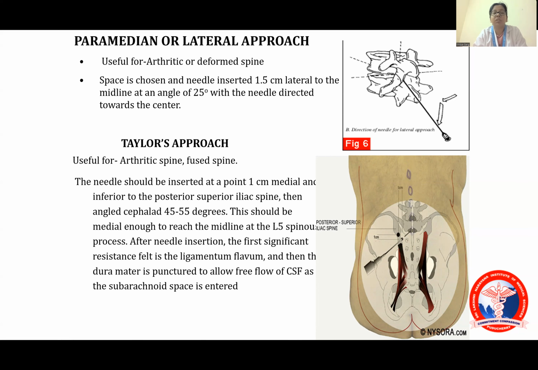Next approach, not very commonly used, Taylor's approach, also used in fused spine or arthritic spine. The needle should be inserted at a point 1 centimeter medial and inferior to the posterior superior iliac spine. Then it is angled cephalic 45 to 55 degrees. It should be medial enough so as to reach the midline at L5 spinous process. After needle insertion, first significant resistance felt is of ligamentum flavum and then dura mater is punctured so as to allow free flow of CSF as subarachnoid space is entered.